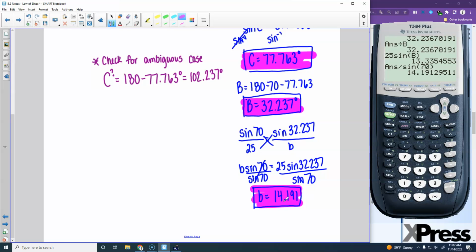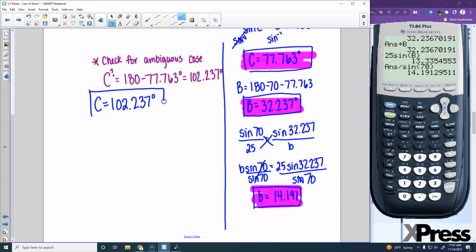But it is possible, because this is an ambiguous case, that that's not true. It is possible that angle C is actually 102.237 degrees. So if I do 180 minus the C I've got now, that gives me this number exactly, full decimal. I'm going to store this as my new C.